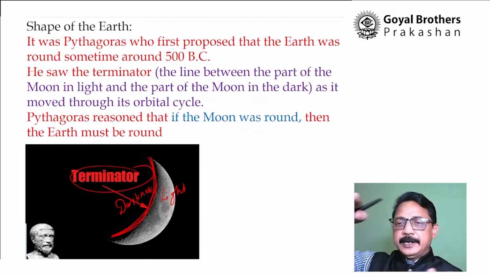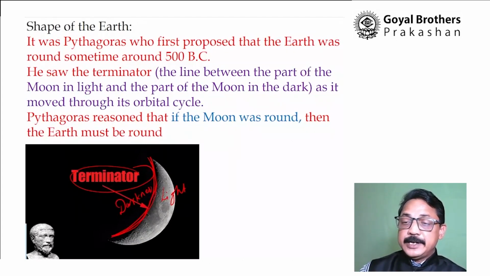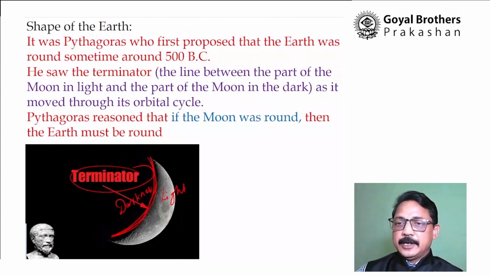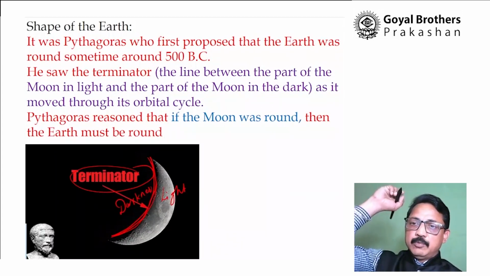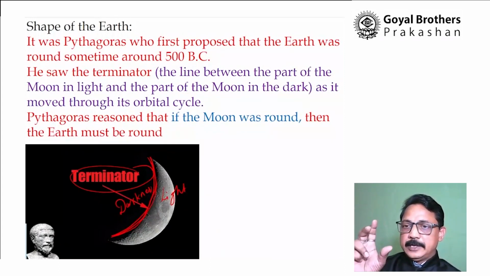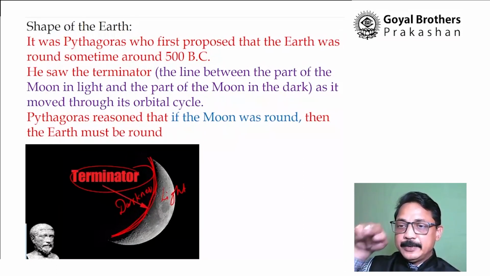He got an idea that Earth must also be spherical in shape because spherical objects cast circular shadow. You take a ball in your hand and you stand against the light, and if you see the shadow on the wall over there, if you make the light fall on that ball, the shadow will be circular in shape.